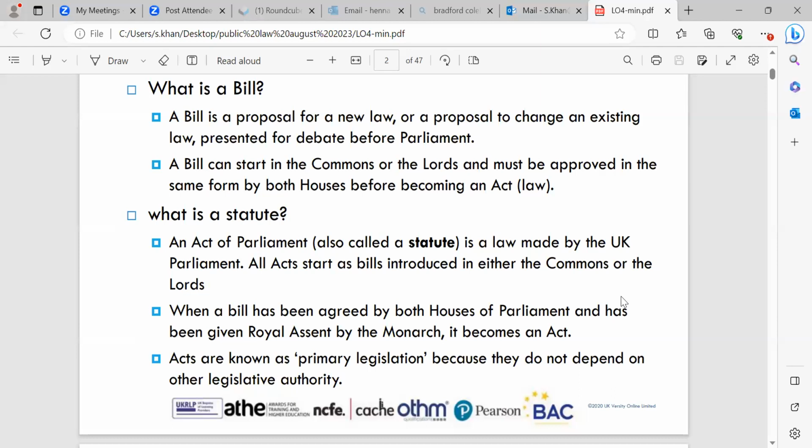Who do you think has the final approval? Who has to sign it off? Sorry? The king. The king now, before it was the queen, now the king. The reason behind it is that they have to identify that they've approved it and they have to sign it off.